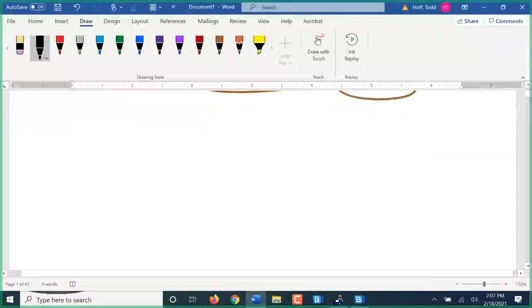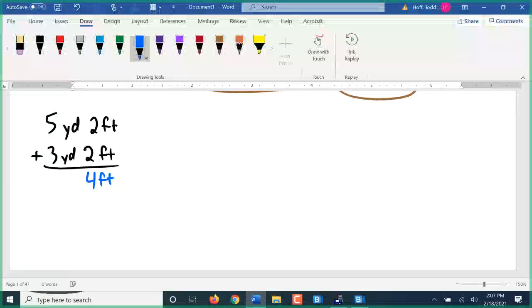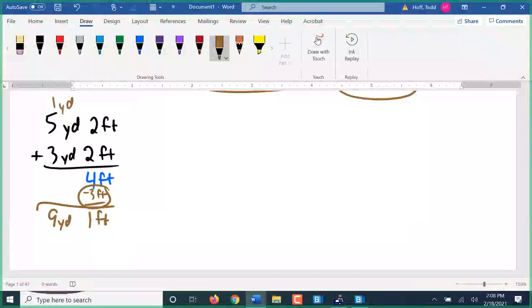Well, those aren't the only units of length we can work with. We might have 5 yards and 2 feet, plus 3 yards and 2 feet. We need 2 feet plus 2 feet is 4 feet. Well, that's bigger than a yard. Take out those 3 feet to make a yard. I'm left with 1 foot here, and I will carry that 1 yard. 1 and 5 is 6, plus 3 is 9 yards, giving us 9 yards, 1 foot.